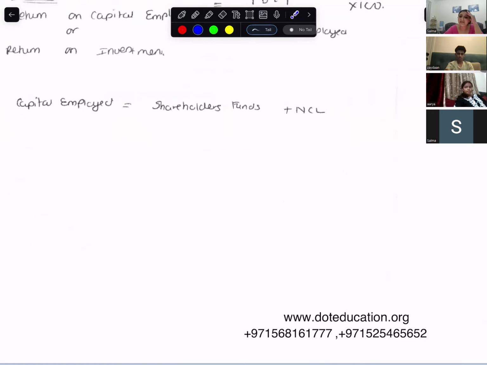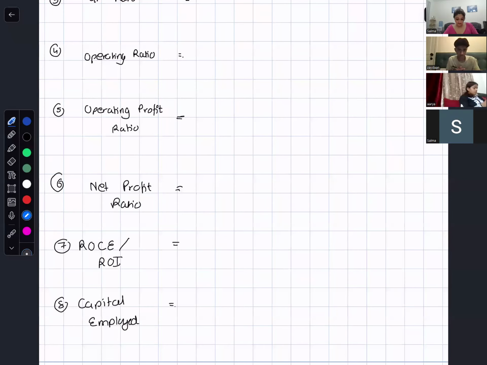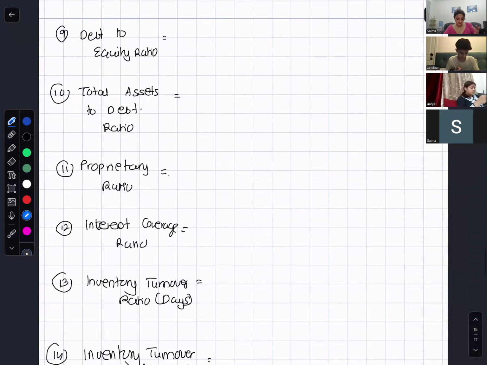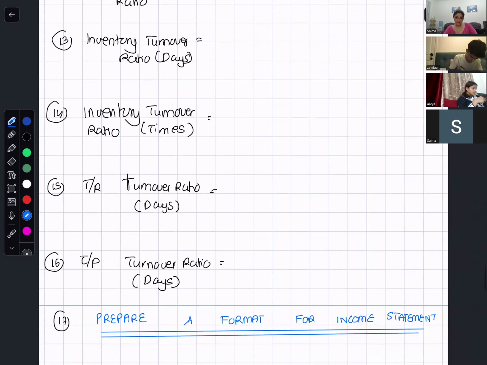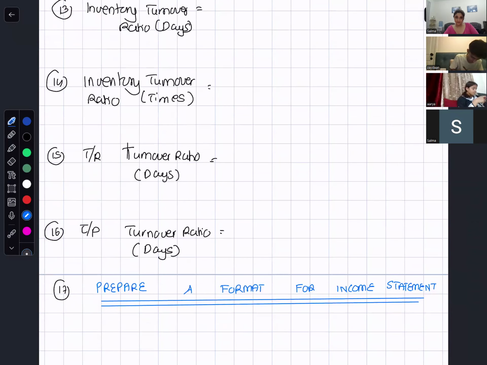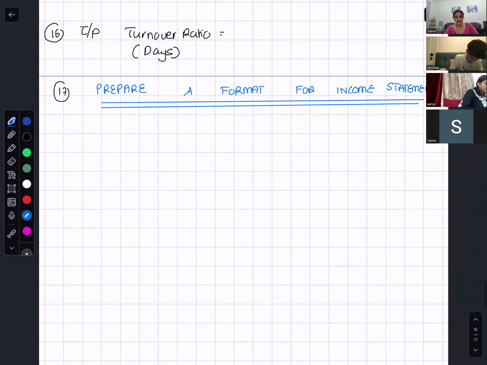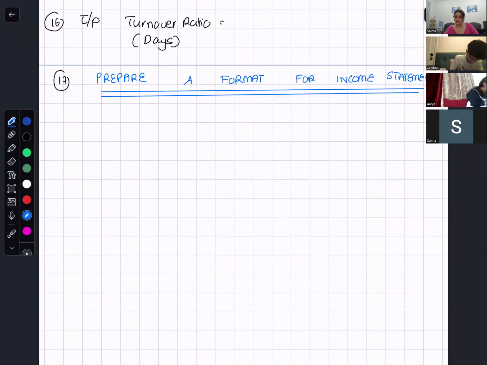Now what I'm doing is a recall session where you will check how many formulas you know. I will write the name of the formula, you try to write the answers. You all will answer these ratios as a test. There are these 16 ratios that you should know in this chapter. And finally, you will prepare a format of the income statement.